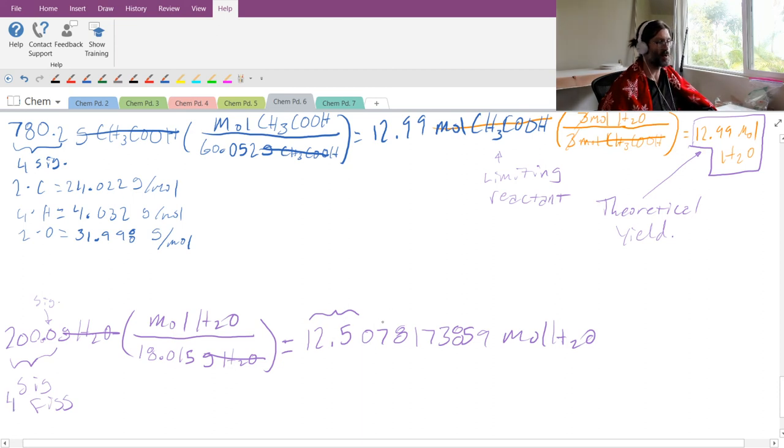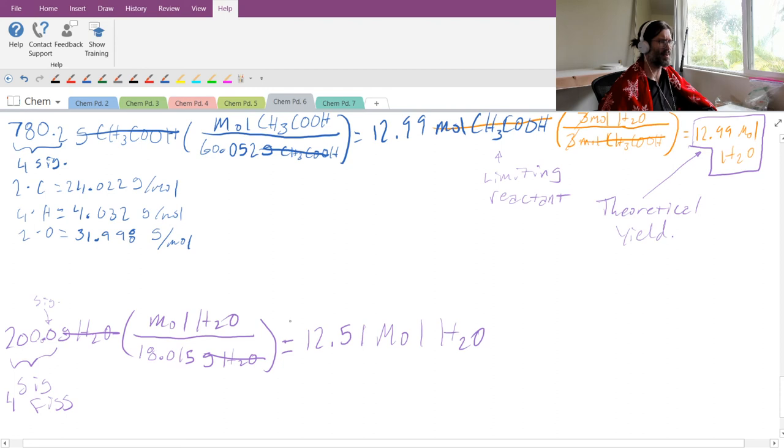1, 2, 3, 4. Look at the fifth one. It's greater than 5, so we'll round that up and erase the rest. Remember that's moles of H2O. So we have 12.51 moles of H2O.